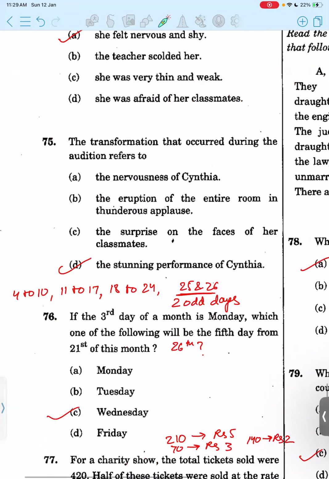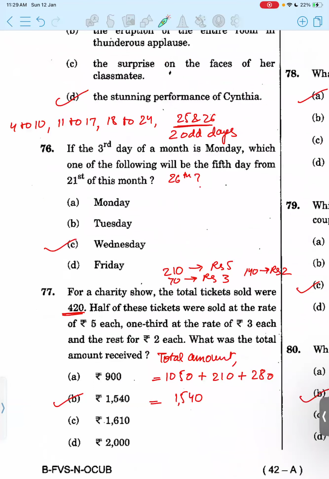So coming to 76th question. If third day of a month is Monday, which one of the following will be the fifth day from 21st of this month? So fifth day from 21st would be 26th. We have to calculate which day it would be on 26th. So simply in such types of questions, you have to calculate the number of odd days. Now it should be Wednesday. Option C.